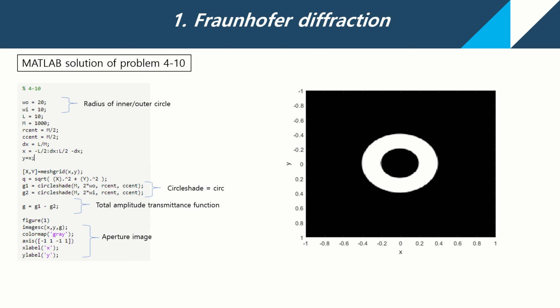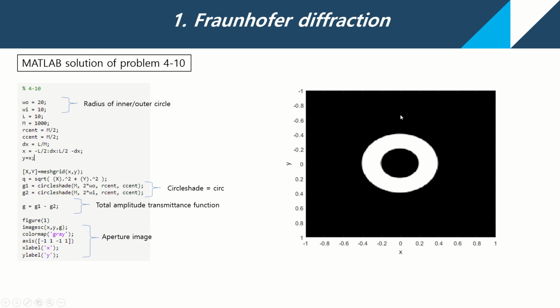This is the MATLAB solution of this problem. WO and WI are the outer and inner circle radius. The function g represents the amplitude transmittance function. I used the circ function for the circle shape. G1 is the amplitude transmittance function for the outer circle and G2 is for the inner circle. G1 minus G2 is the total amplitude transmittance function.